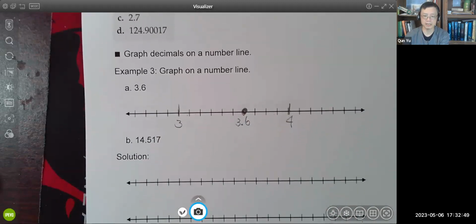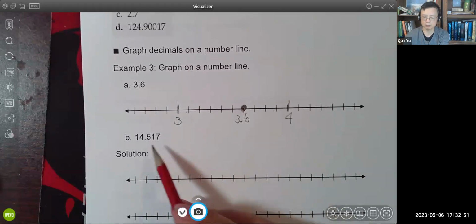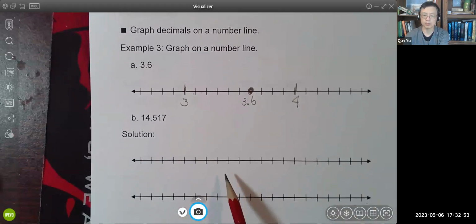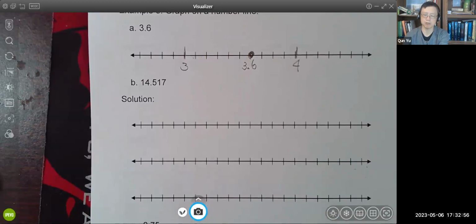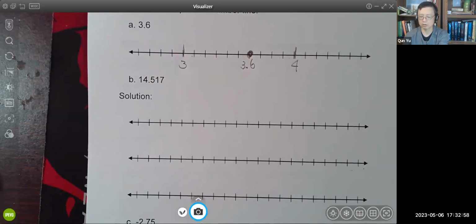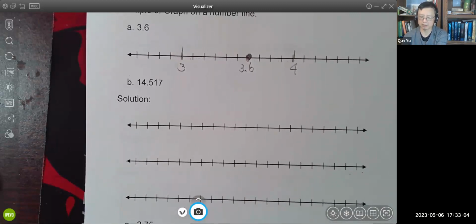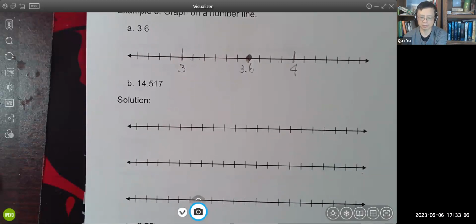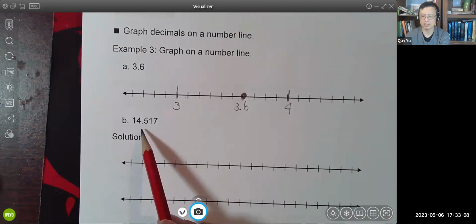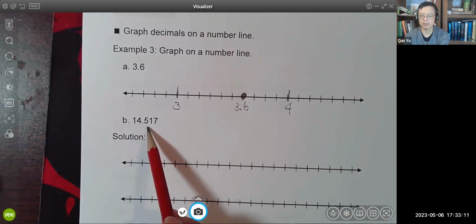Now, how about the next one? The next one, we have 3 decimal digits. So I have 3 number lines here. Actually, you only need 1, but I want to show you how I come up with the final answer by doing this step by step. So you just follow my thought process. Apparently, this number is between 14 and 15.